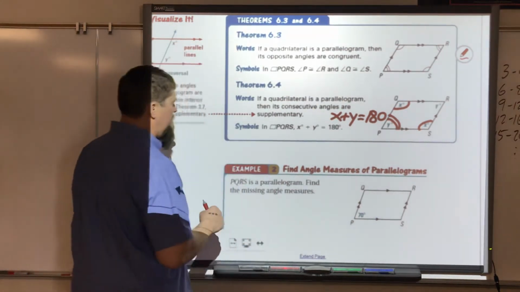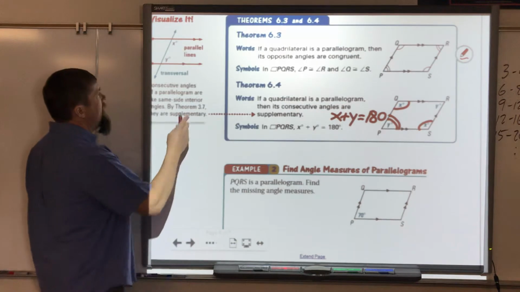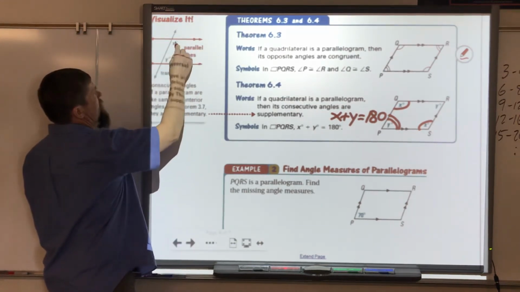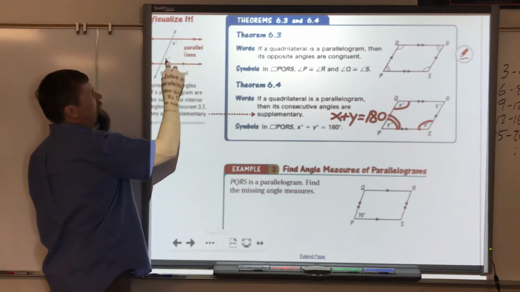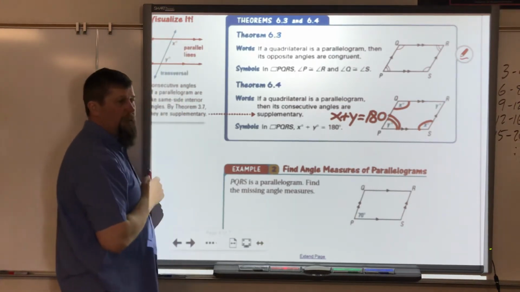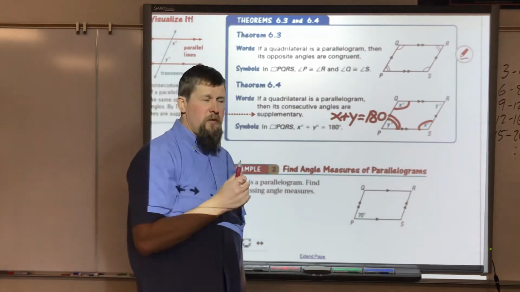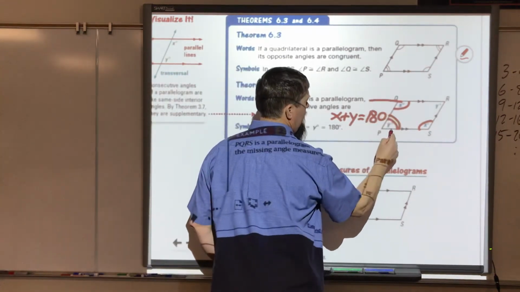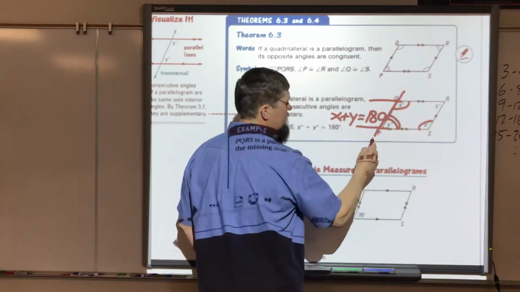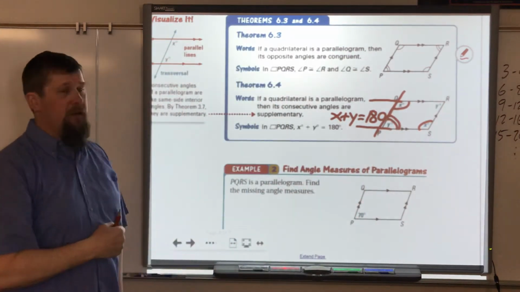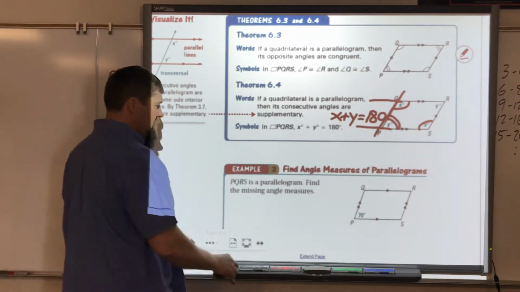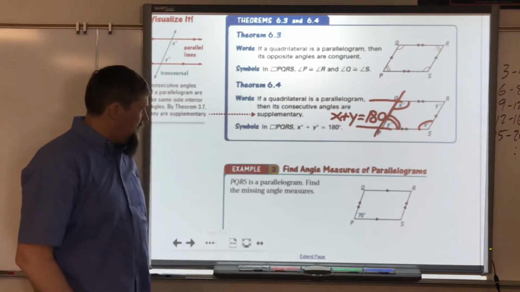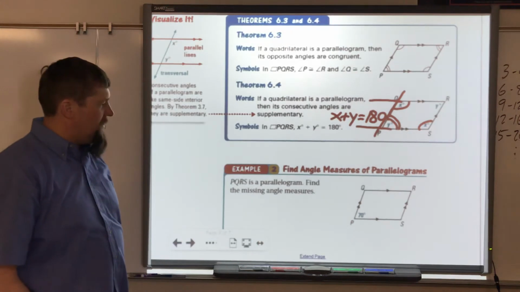Okay, a little bit of proof why that is. They have it up here. If you have two parallel lines cut by a transversal, the same side interior angles, remember, are supplementary. And so it's the same idea. We have two parallel lines cut by a transversal, so they are same side interior angles and supplementary. Okay, so with this said, find the missing angle measures.